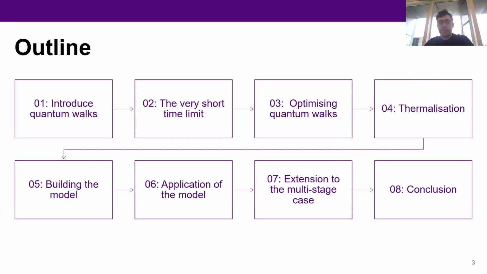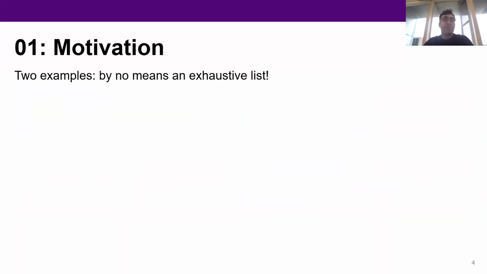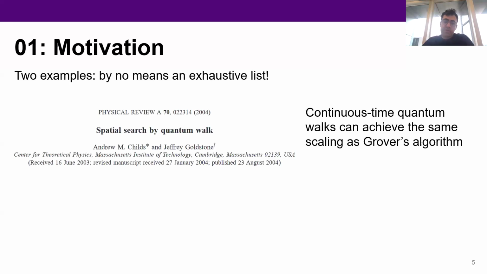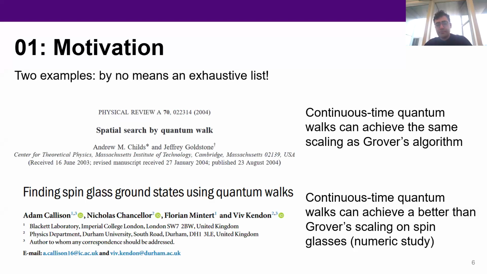So why should we care about continuous time quantum walks? This is by no means an exhaustive list, but a couple of their successes. They've been shown to achieve the same scaling as Grover's algorithm for unstructured search. And in a comprehensive numeric study, they were shown to achieve a better than Grover's scaling on spin glasses. So I think continuous time quantum walks deserve our attention, and this is what we're going to focus on today.